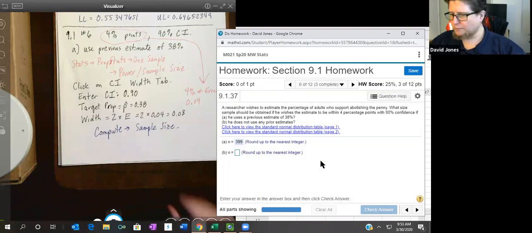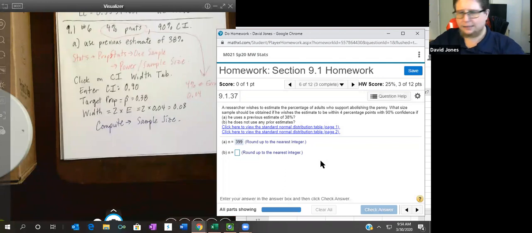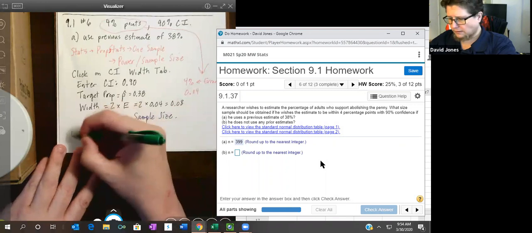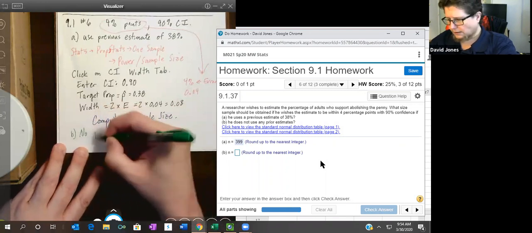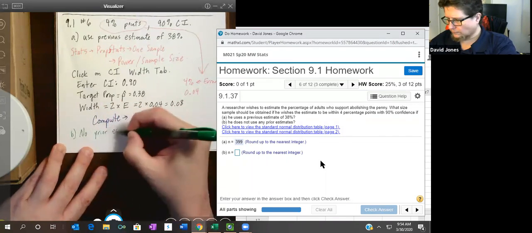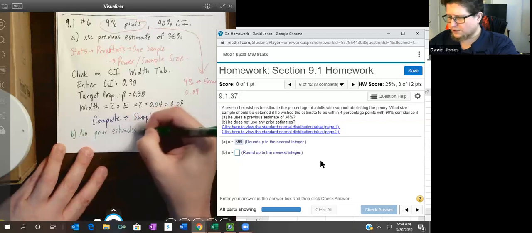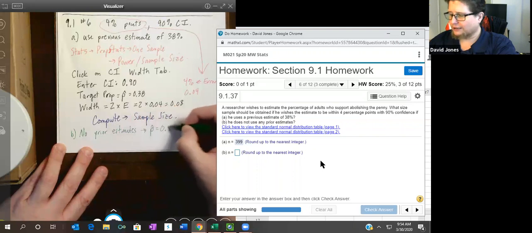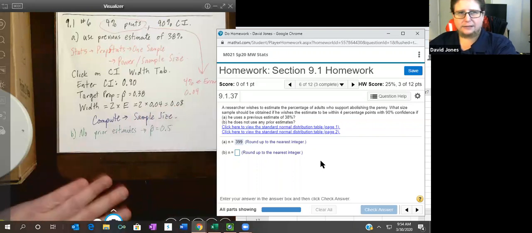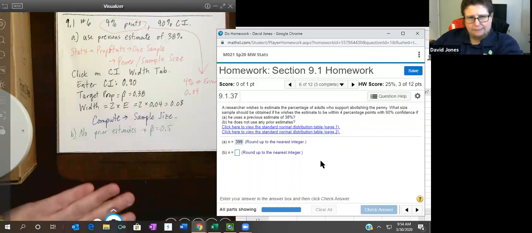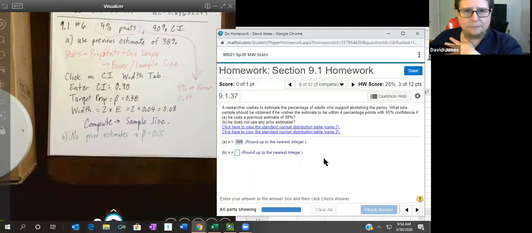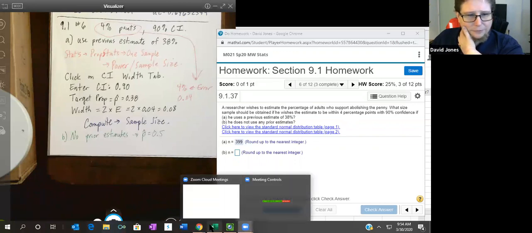And then it says B, no prior estimates. To work with that, we change p hat to be 0.5. 50% maximizes the error. When p hat's 50%, it gives us the biggest number that we'll possibly need.